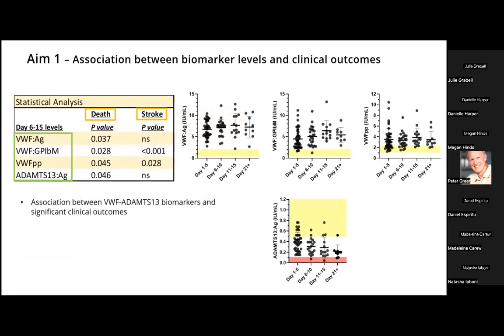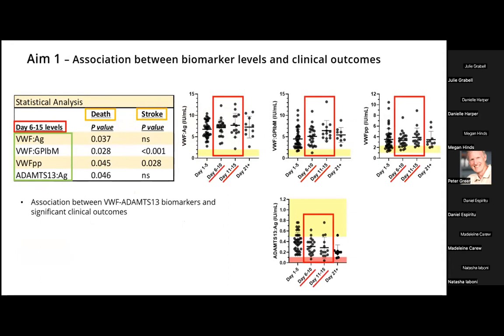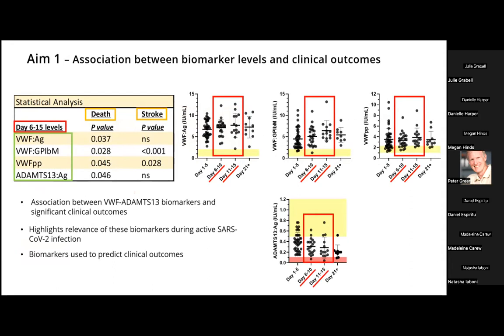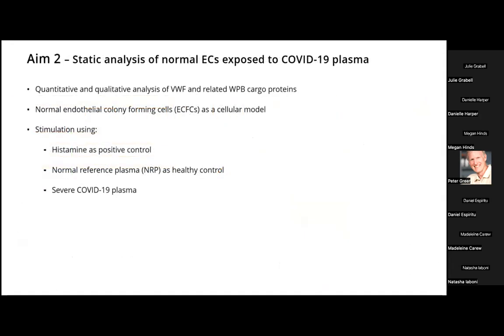We also identified significant associations between VWF antigen, activity, propeptide, and ADAMTS13 antigen, and the development of stroke or death in our patient cohort. These values, specifically between days 6 and 15, were associated with these outcomes, which highlights their relevance during active SARS-CoV-2 infection. It also suggests that, like other studies have mentioned, these biomarkers can be used as tools to predict clinical outcomes.